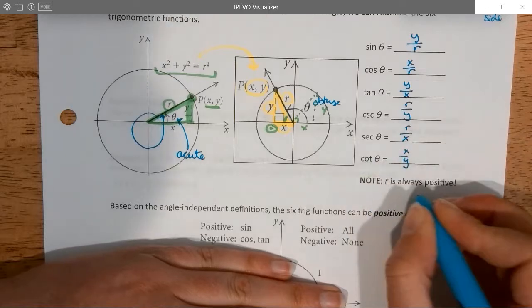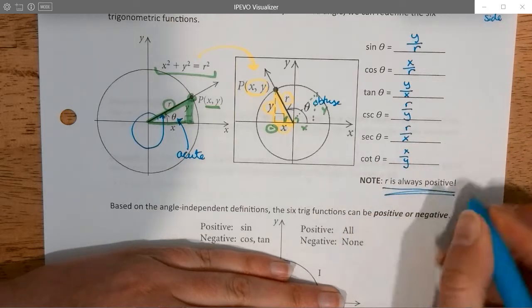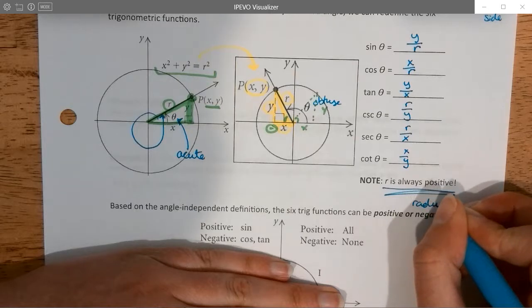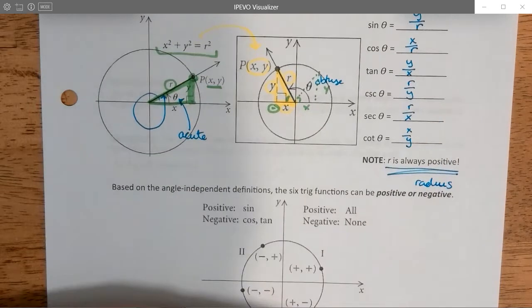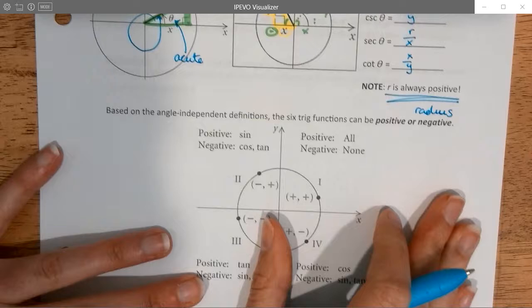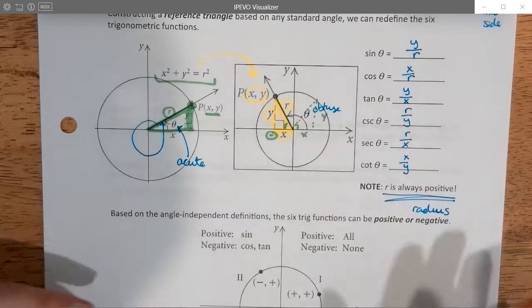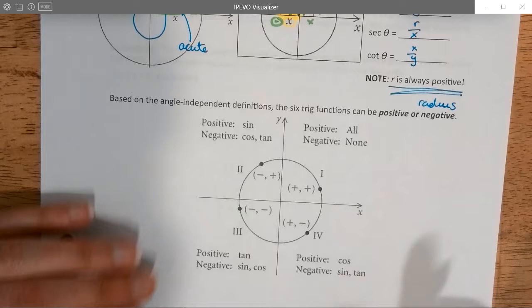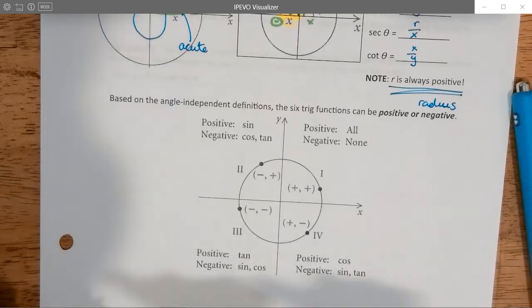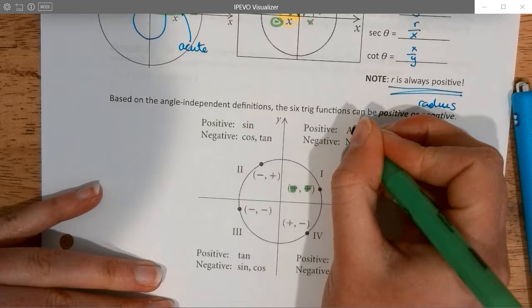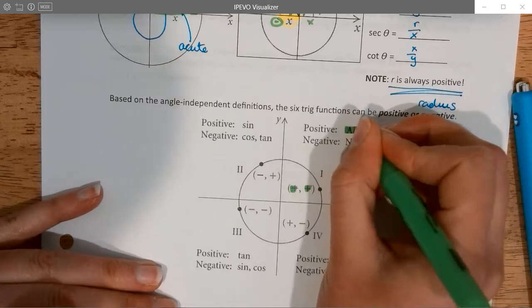Okay? Now, r is always positive because it's a radius value. But x and y can be positive or negative, depending on which quadrant you're in. So that's the difference when I have the obtuse angle: I have to consider quadrants and positives or negatives. In quadrant 1, they're all positive. X's are positive, Y's are positive, R's certainly always positive, so they're all positive.